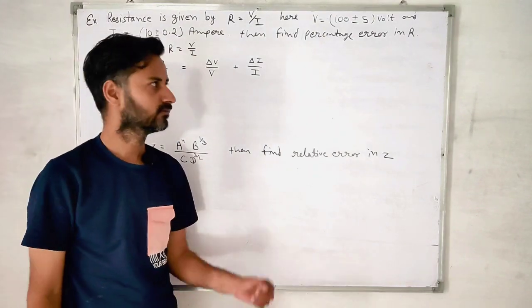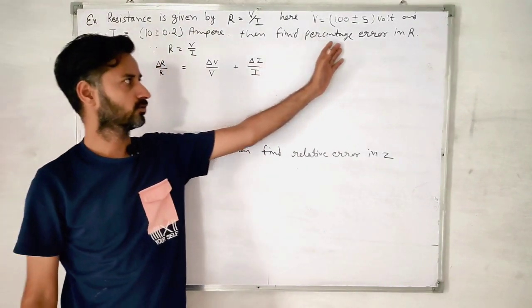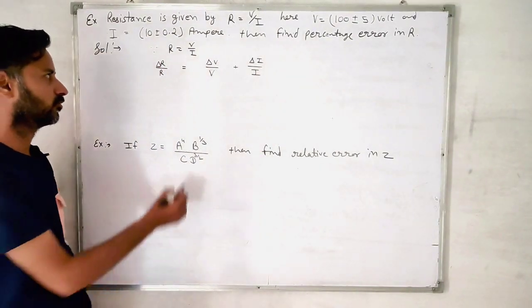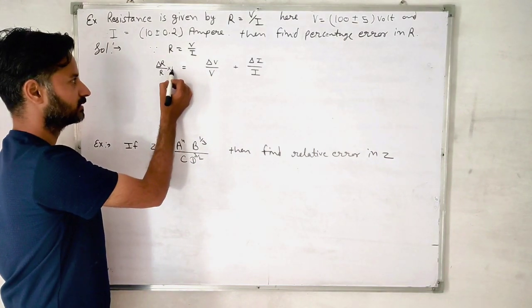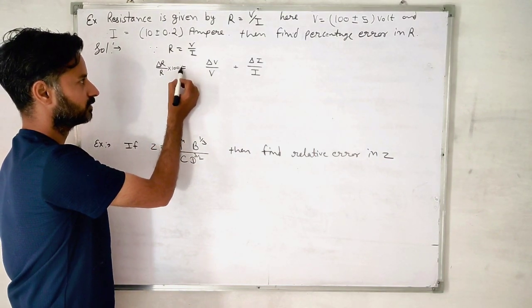Okay, but we want to know the percentage error in R. So for percentage error we have to just multiply this with 100. This will be in percent.